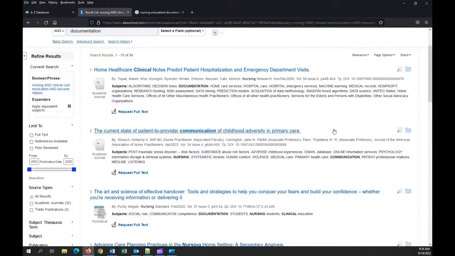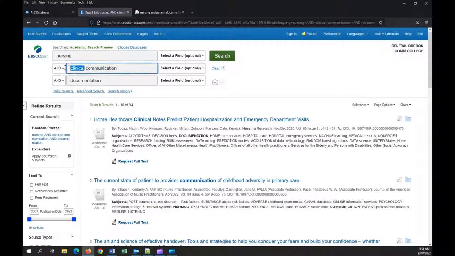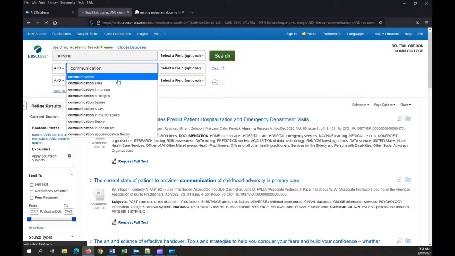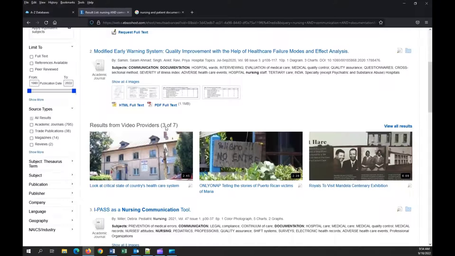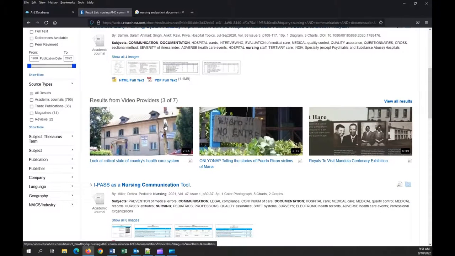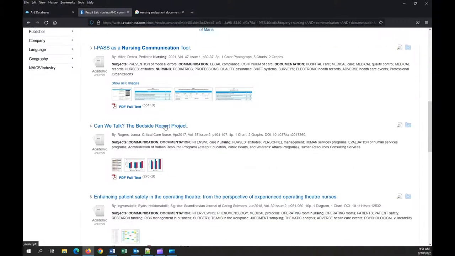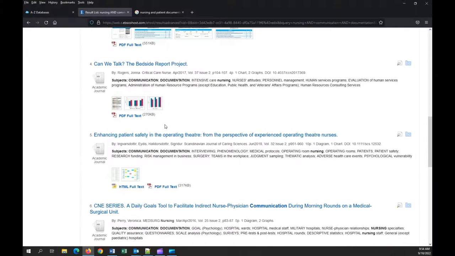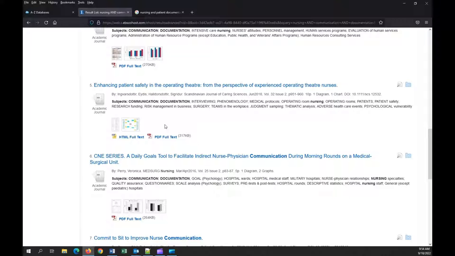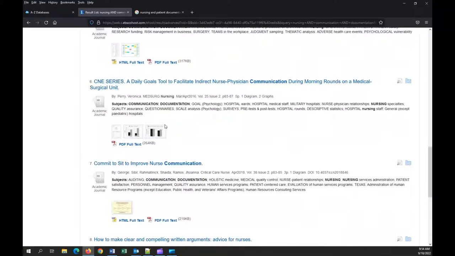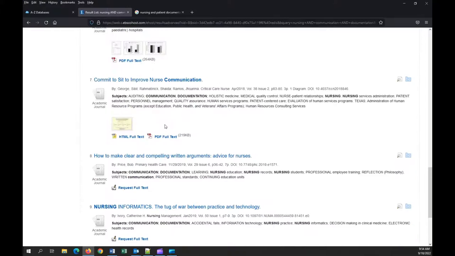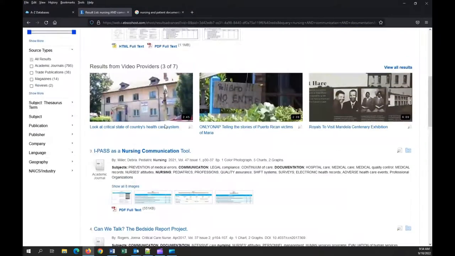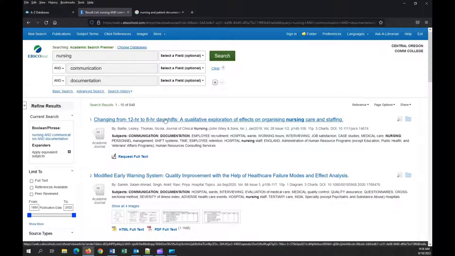I'm going to need to refine the search in some way. So I'm just going to remove the word clinical and see what happens when I just have communication. So I get a lot more results. And then as I scroll through and look at what I'm finding, I see that I have a little bit more complicated situation here. I've got the issue of communication with patients, communication among nurses, communication between nurses and physicians, the issue of using technology to do documentation, and how that might impact communication. So each of those topics could likely be the subject of an entire paper on its own.